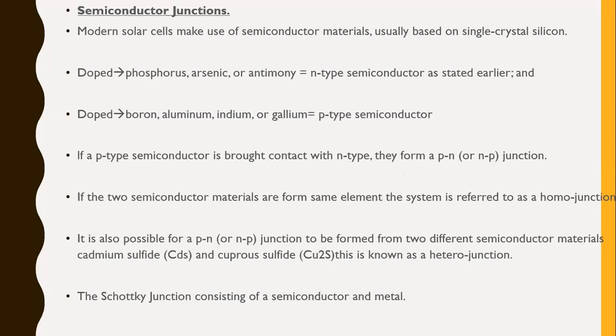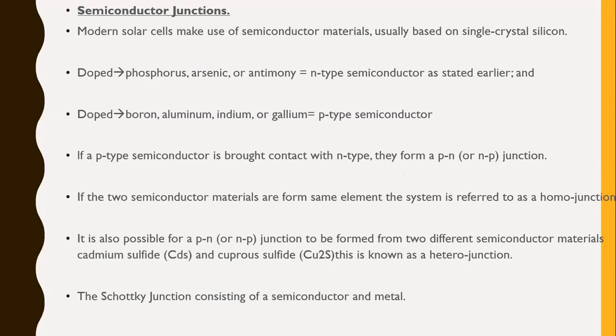Now coming to the semiconductor junctions, we will see what the different types of junctions are, made by electrons and holes. For various materials there are different types of junctions. We will see all of them now.